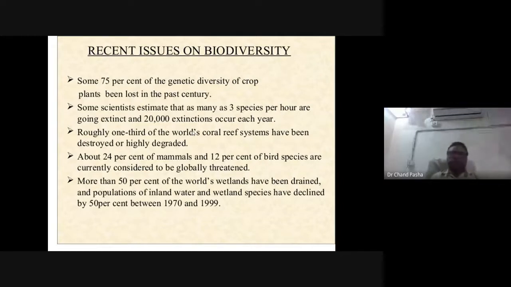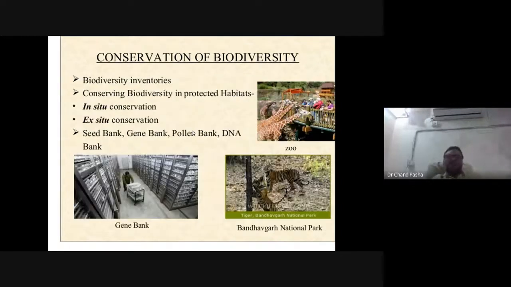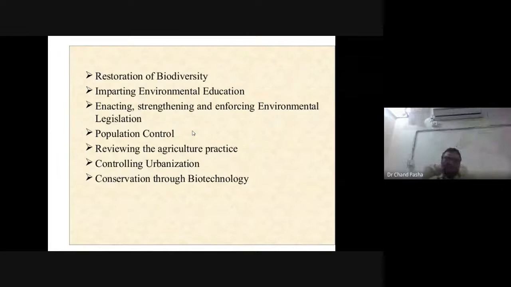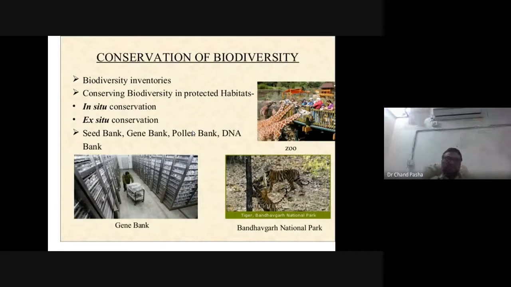And the coral reefs also, a lot of biodiversity is under threat and is being lost. So what should we do? Biodiversity inventories and conserving biodiversity in protected habitats. See, in situ and ex situ methods are there. What is in situ and what is ex situ? We'll discuss those things.